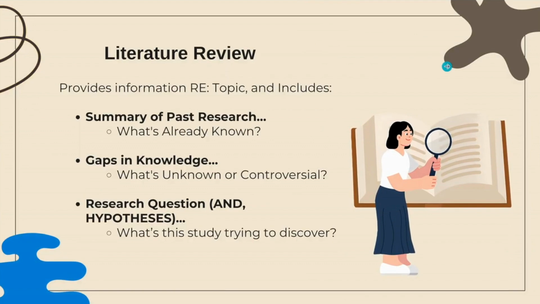This section provides background information on the topic or article you're reading. It usually includes a summary of past research to explain what is already known or what has previously been studied. It also identifies gaps in knowledge, meaning what is still unknown or controversial. Finally, it introduces the research question and hypothesis of the study. When reading a literature review, it's important to focus on what is already known and what the study is trying to discover.